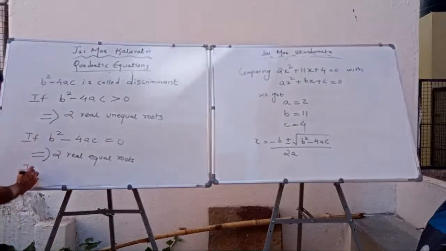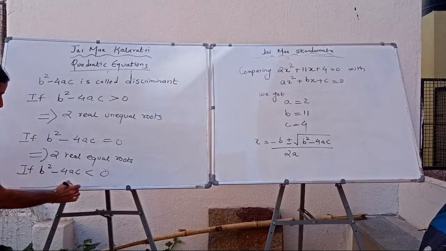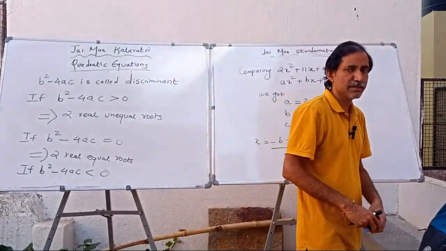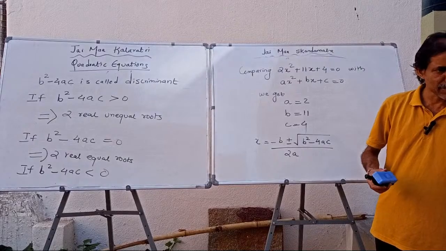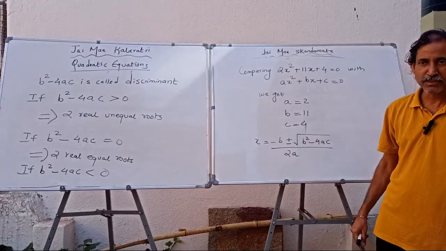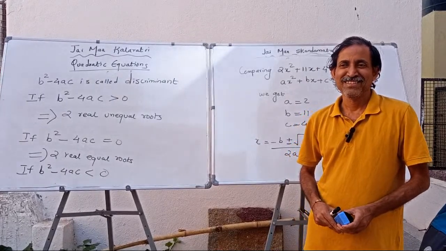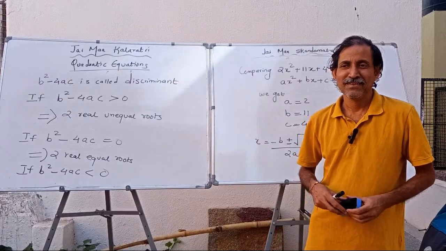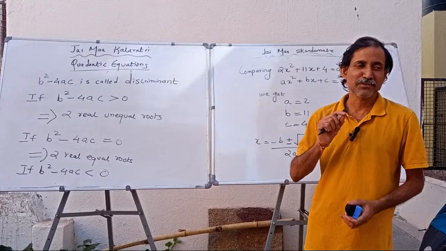If b square minus 4ac is less than 0, what if it is less than 0? Give me an example of a number which is less than 0. Minus 1 is less than 0. Very good. So square root of minus 1, can you tell me the answer? Can you tell me the answer of square root of 1? 1, or minus 1 also. What is the square root of minus 1?